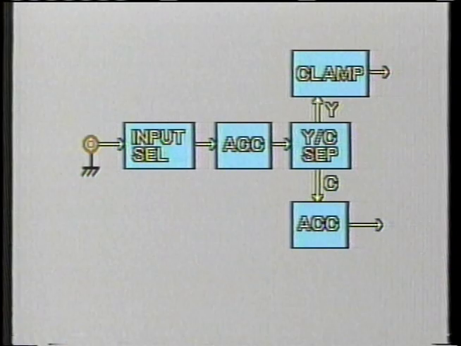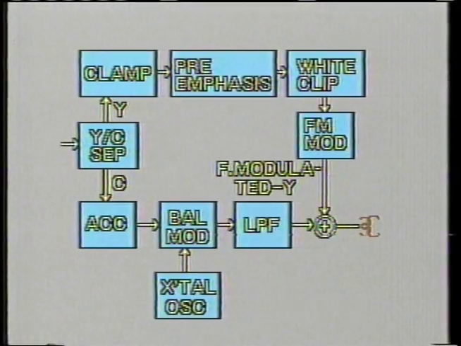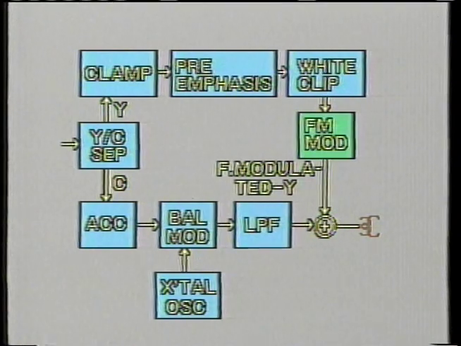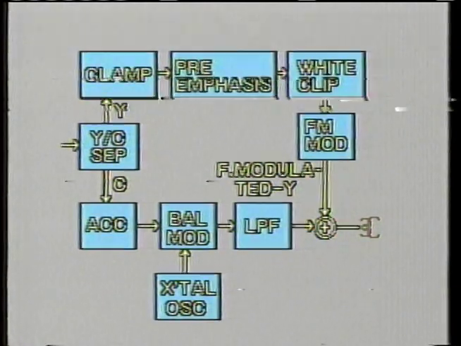It consists of an input selector, AGC circuit, and YC separator. After the YC separator, luminance and chroma signals are processed separately. Using the clamp circuit, pre-emphasis circuit, and frequency modulator, a YFM signal is created from the luminance signal, mixed with the fixed band chroma signal, and supplied to the video head. The chroma signal passes through an ACC, a balanced modulator, and a low-pass filter to become the fixed band chroma signal.